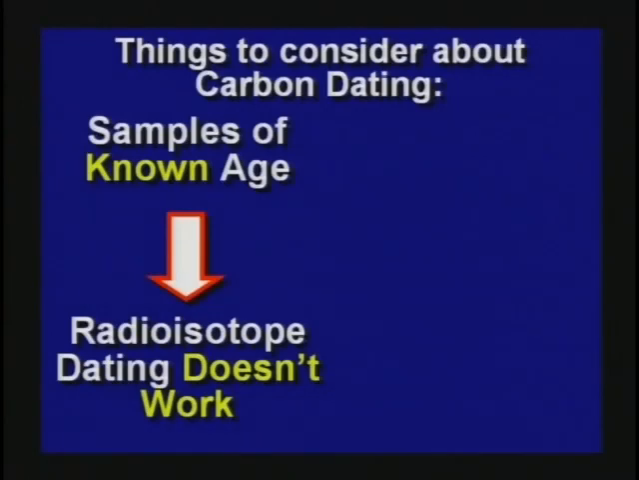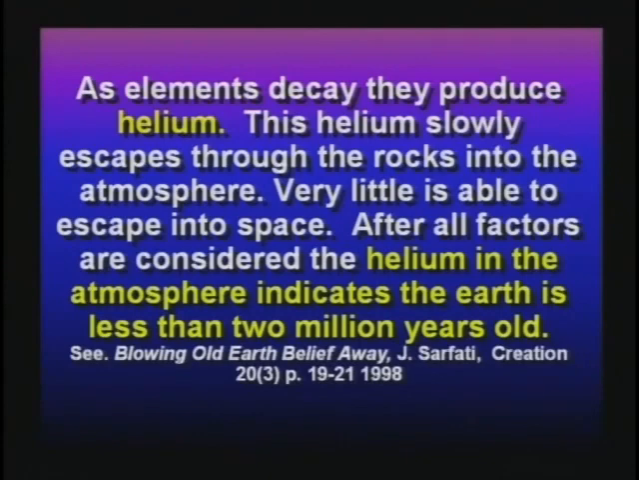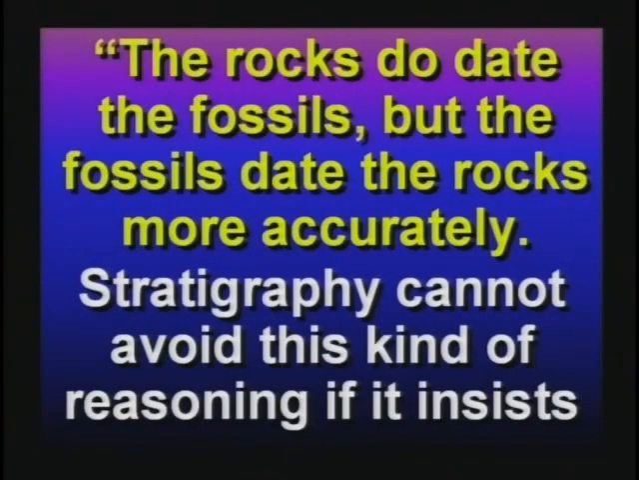Here are things to consider about carbon dating. When you date a sample of known age, it doesn't work. If you date a sample of unknown age, it is assumed to work. That's not science, okay? As things decay, they produce helium. The amount of helium in the atmosphere is only enough to account for a few thousand or a few million years, not billions of years. There's a book called The Mythology of Modern Dating Methods by ICR, if you want to read about that. They do a lot of testing on this. They're probably the experts in the creation community. This guy said, the rocks do date the fossils, but the fossils date the rocks more accurately.